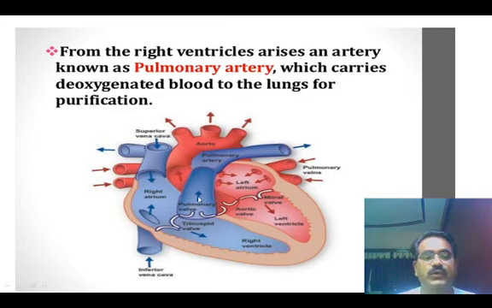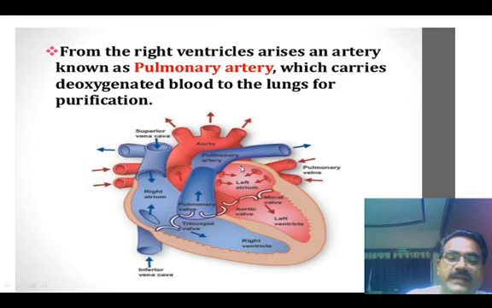So blood from the right auricle enters the right ventricle through the tricuspid valve. Then blood from the right ventricle enters the pulmonary artery, guarded by the pulmonary valves. From there the blood is transported toward the lungs with the help of the pulmonary artery for oxygenation.